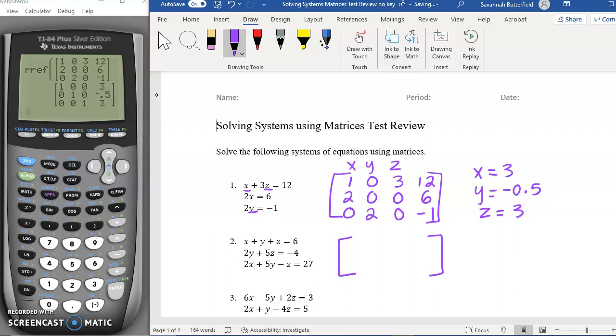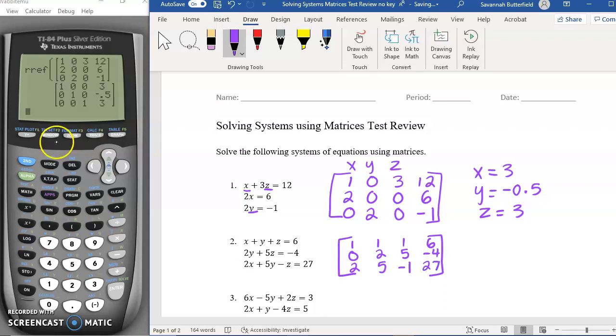For my first equation, I have x equals 1, y equals 1, z equals 1, and then that answer is 6. On my second equation, I don't have an x, so we're going to put a 0 there. I have a 2y, 5z, answer of -4. And then for my final equation, I have a 2x, 5y, a -1z, and an answer of 27.